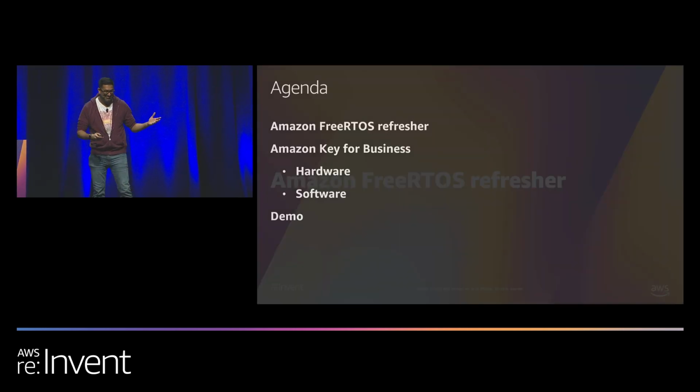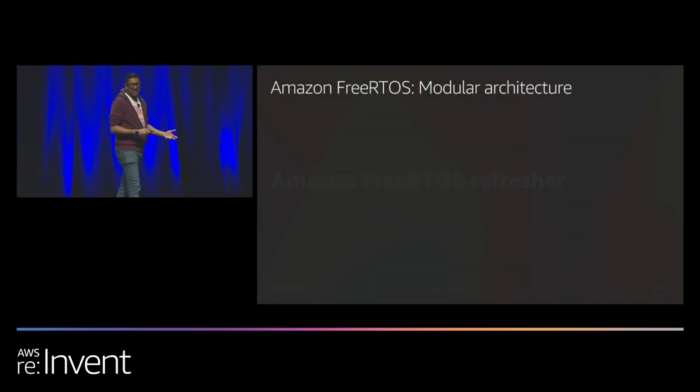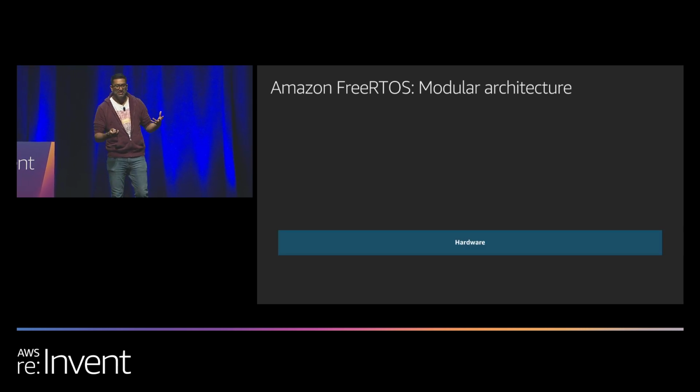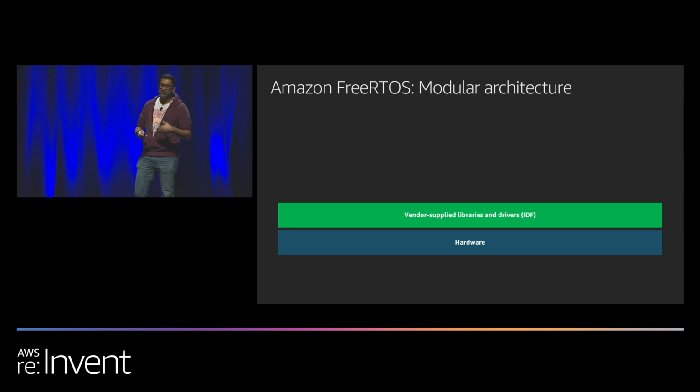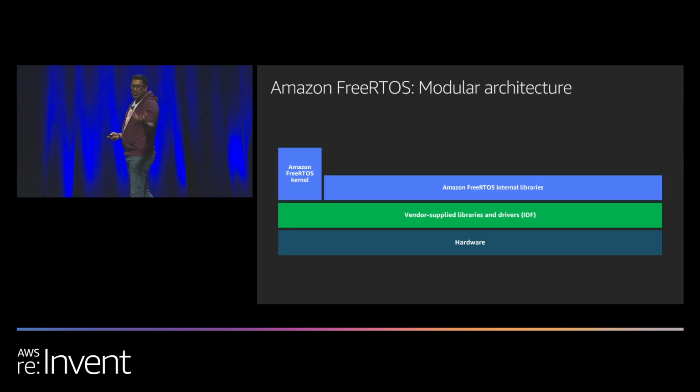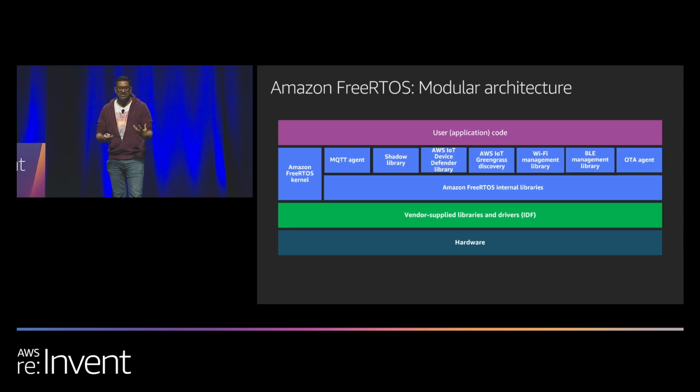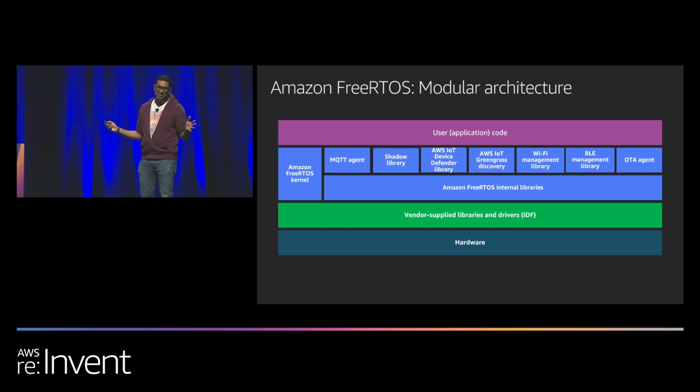So the refresher. Well, Amazon FreeRTOS, it's an operating system that's been around for 15 years or so. It's widely distributed, trusted, and it's modular. You know, the architecture is such that you've got the hardware layer. On top of it, you've got all these IDFs. Likewise, the kernel and all these other parts of it that you can use as you want. You don't have to use the full spectrum. The MQTT agent, if you want to use that alone, you can do it. The shadow library, the OTA agent.